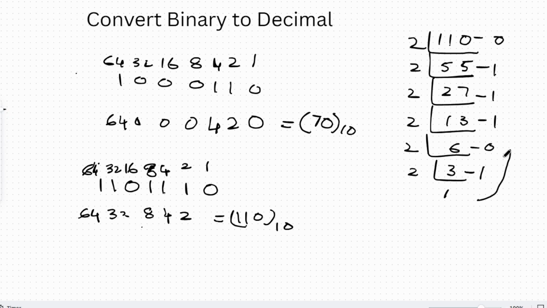If I write these numbers from bottom to the top, it becomes 1101110. This is exactly the number that we actually started off with. Exactly. So what we did in this particular program is we converted this binary number to decimal, and then we checked again by dividing it by 2, by converting it back into binary.